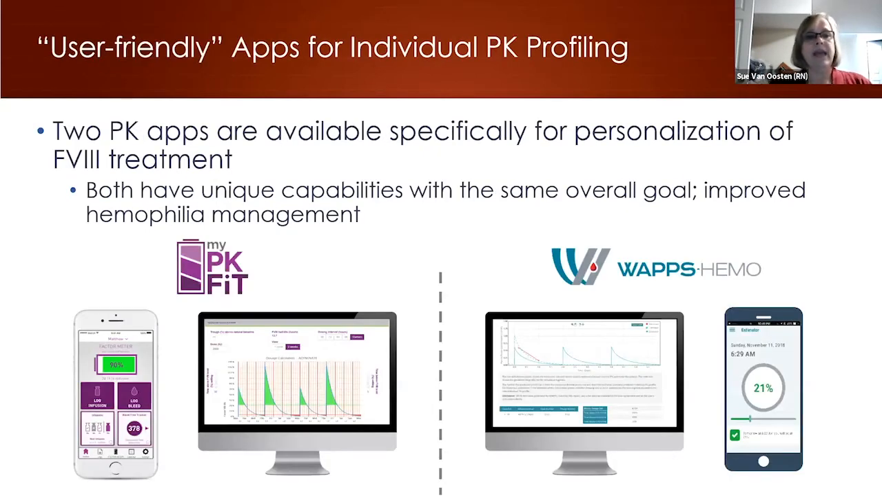So there are 2 PK apps that are available. One is called PK Fit, and it's very effective, but it only addresses some of the factor VIII products. It's not used for all of them. But there's now one called WAPPS-HEMO, and WAPPS stands for, because I had to look it up today, Web Accessible Population Pharmacokinetics Service. So that's a big mouthful, but it is a global app. It is used worldwide. And we are just on the cusp of getting it accepted at our hospital.